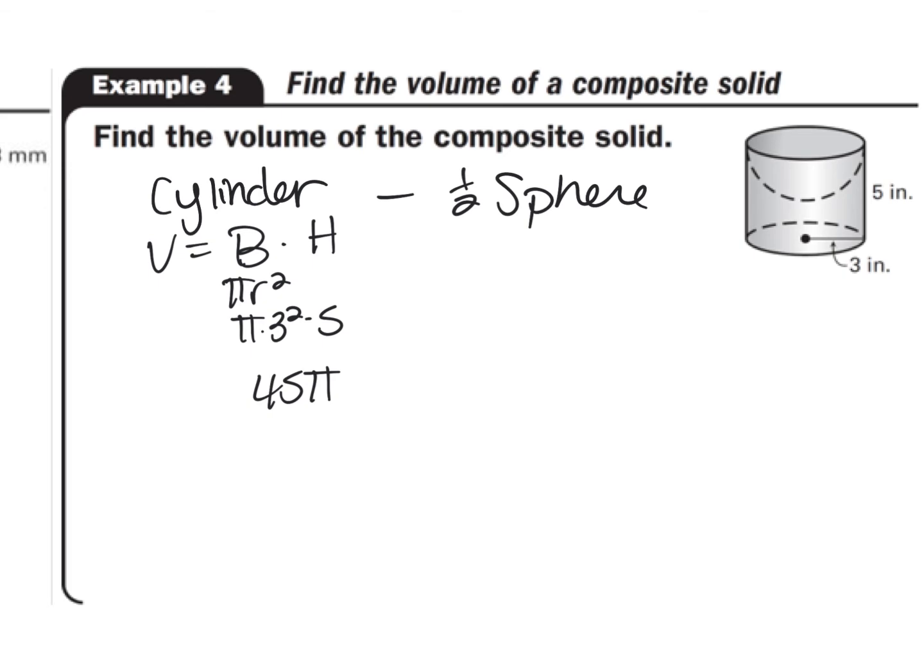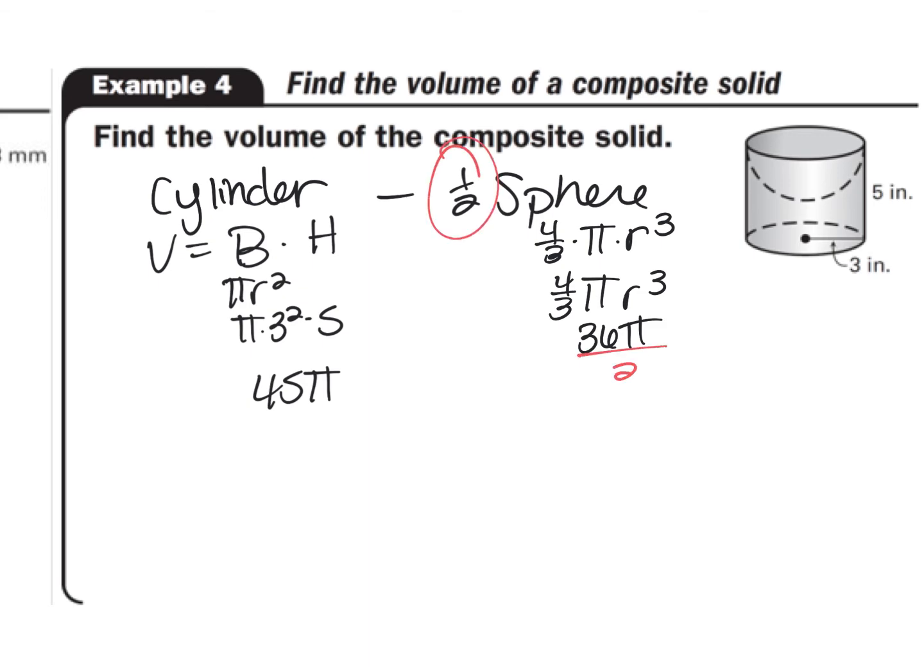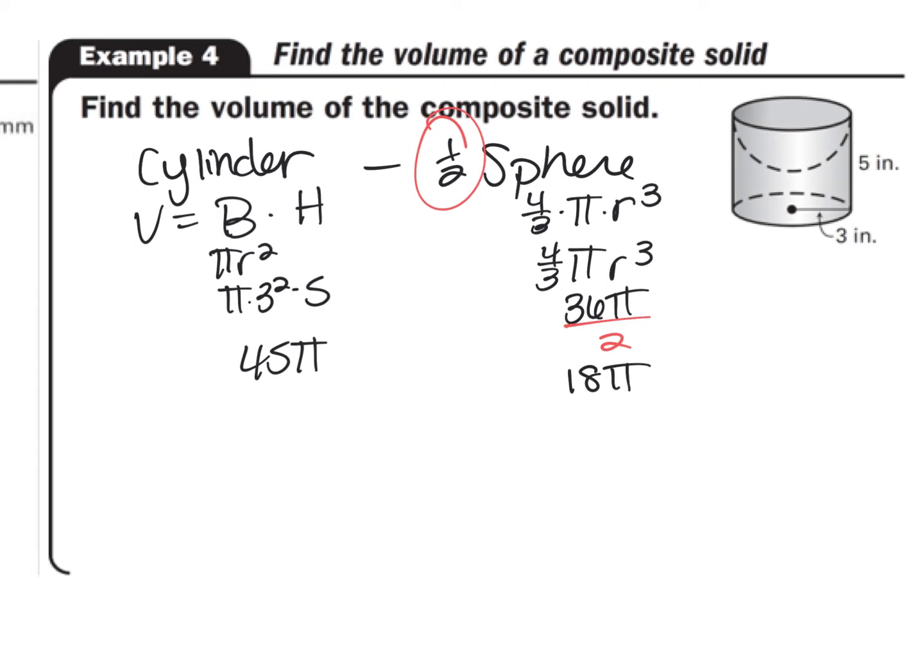All right, so now let's do our half of a sphere. Can't forget the half part. So you've got your formula, 4/3 times pi times the radius cubed. So 4/3 pi r cubed gives you 36 pi. We just did one like that, but we can't forget it is a half of a sphere, so we have to cut that in half, divide it by 2, and that gives you 18 pi.